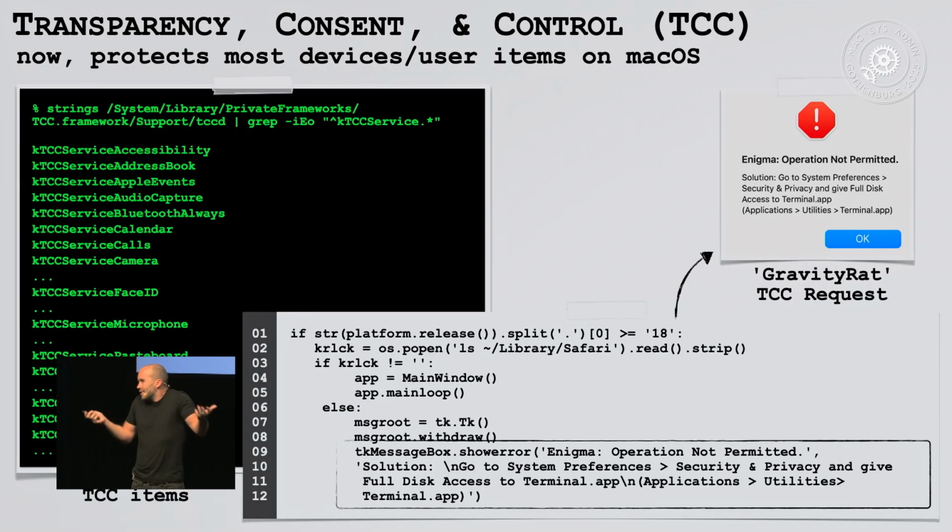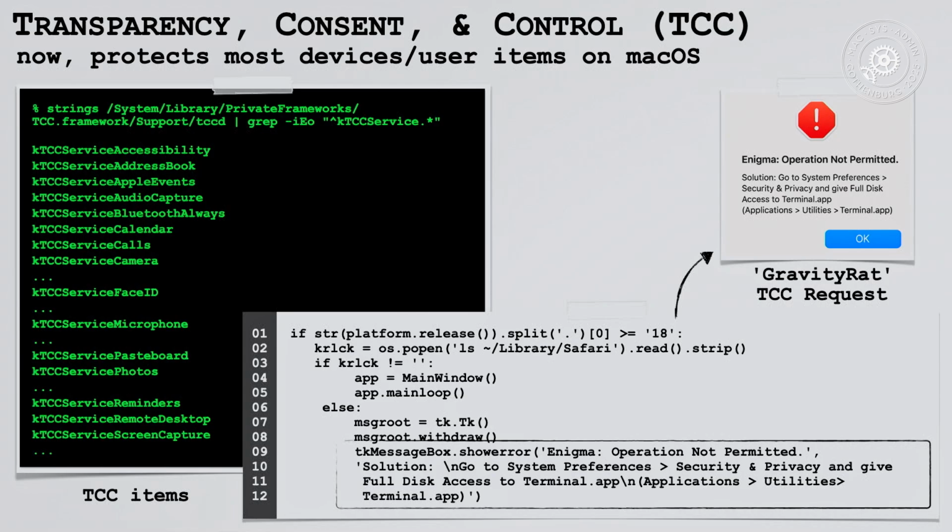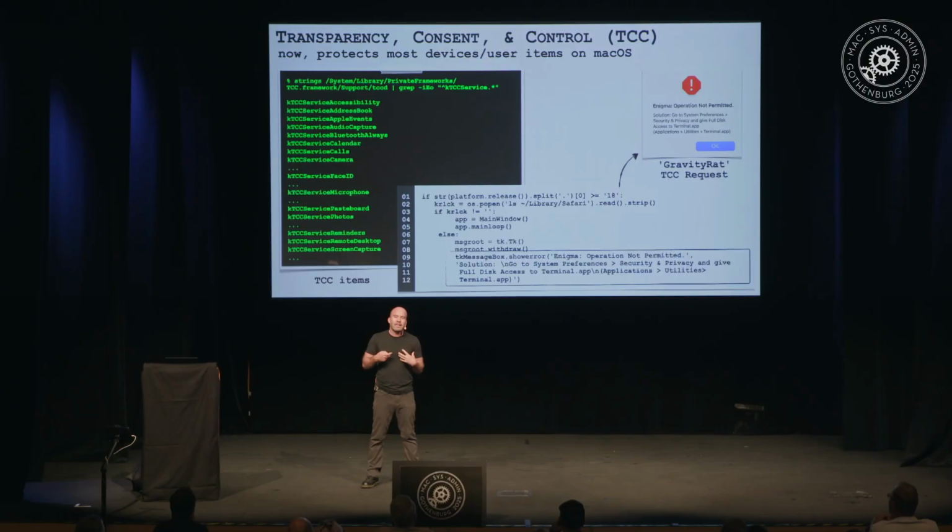I'm sure many of us, all of us, know about TCC. It is what protects the downloads directory, the webcam, the photo book, address book, et cetera. Malware is now aware of the fact that macOS is not going to give them full access even if the user runs them. So what does malware do?